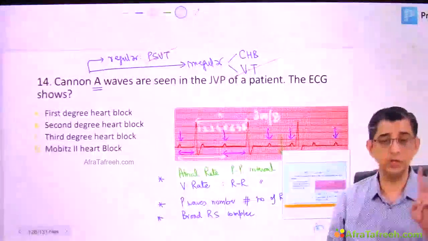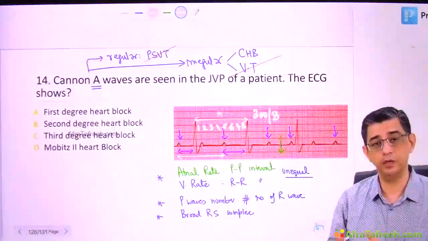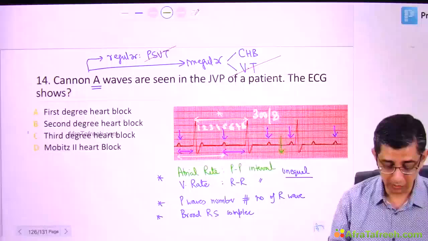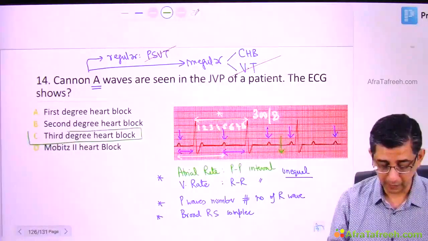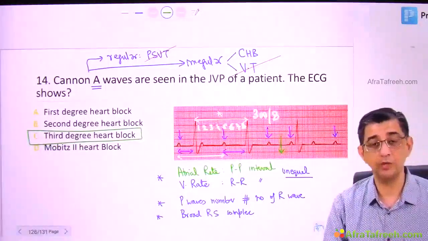You see, there are 3 important causes for Cannon A waves that you need to know: PSVT, VT, and complete heart block. If you can rule out the 2, you are still having the diagnosis. In this case, complete heart block is also called 3rd degree heart block. Second degree heart block has 2 varieties, Mobitz 1 and Mobitz 2. I've also told you the hack how to crack it.